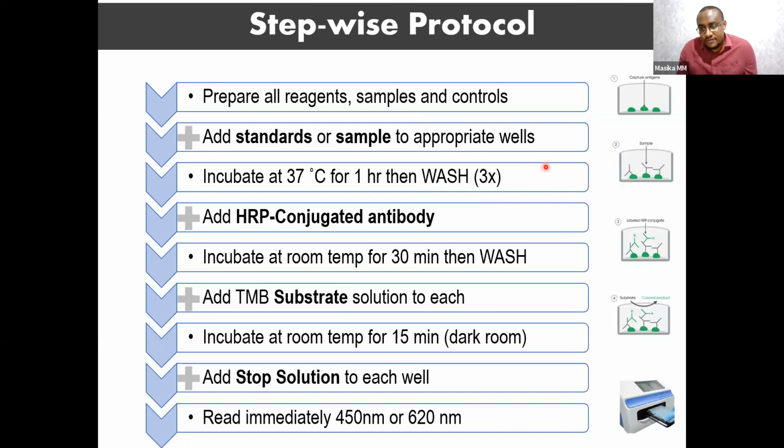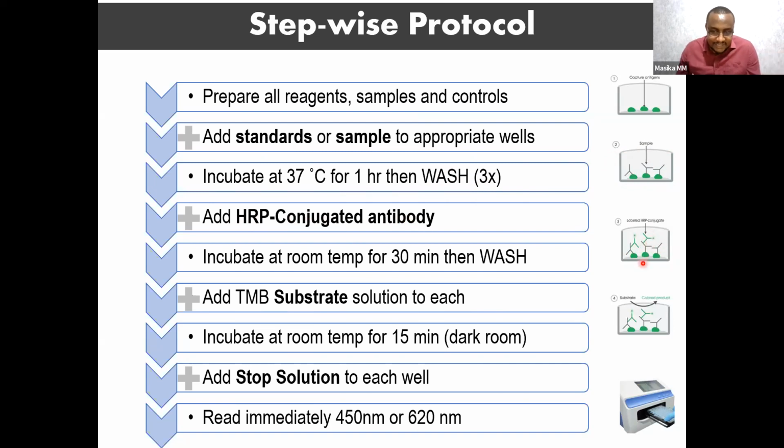So they'll be washed off, and only those that are bound will remain. So you add your conjugated antibody, which will bind to the antibody that you want to detect. As I gave you an example, this could be an anti-human IgG, which binds the IgG antibody that you're interested in. So it's like an antibody to the IgG.